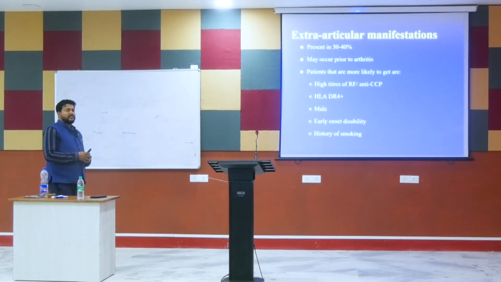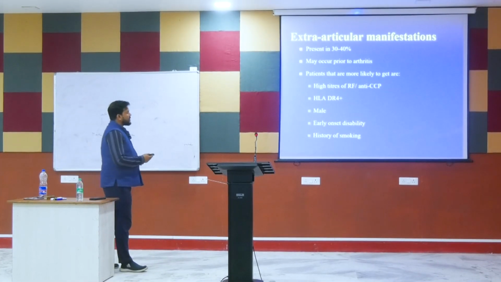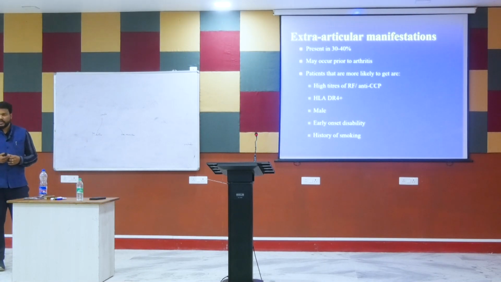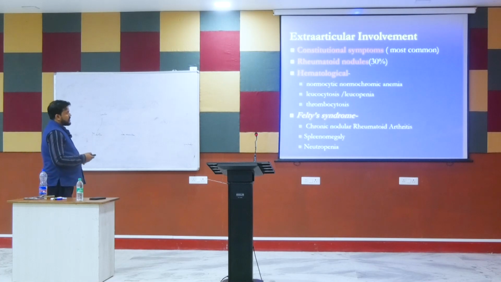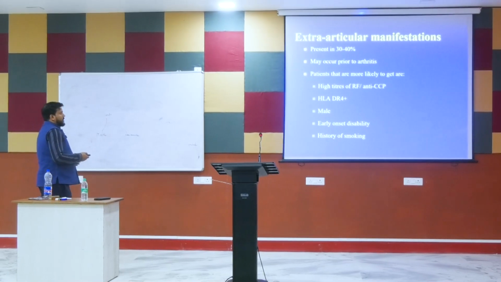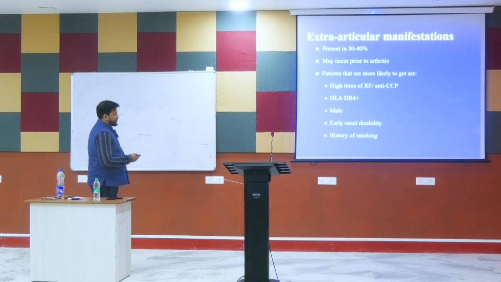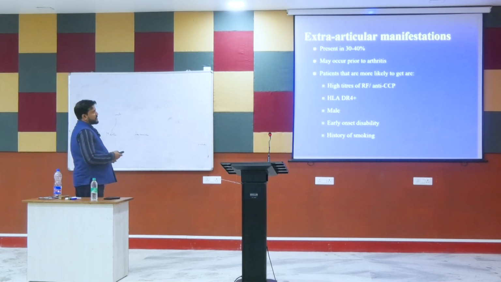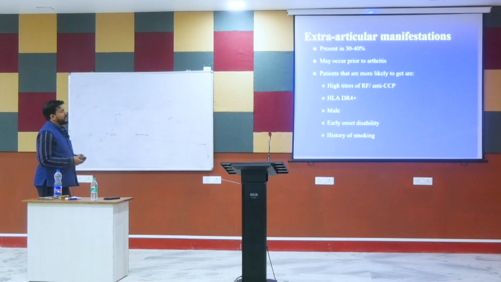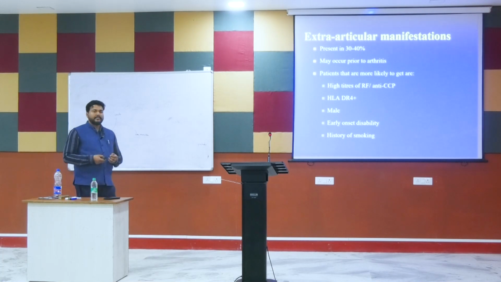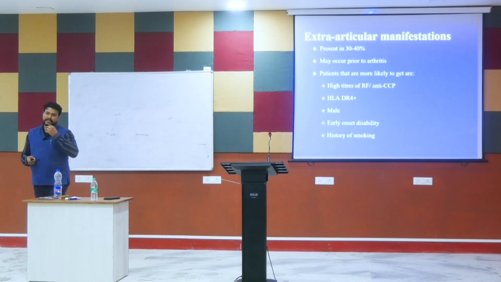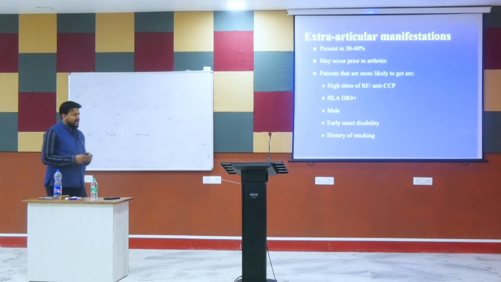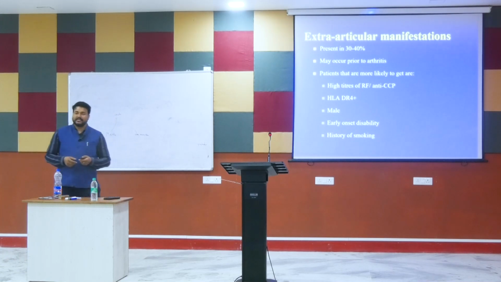Now, what are the extra-articular manifestations? Present in about 30 to 40% of patients, and they may appear before the involvement of the joints. In which type of patient are these extra-articular manifestations more common? Patients with high titers of antibody, HLA-DR4 positivity. Have you heard the name HLA? What is HLA? Human leukocyte antigen.